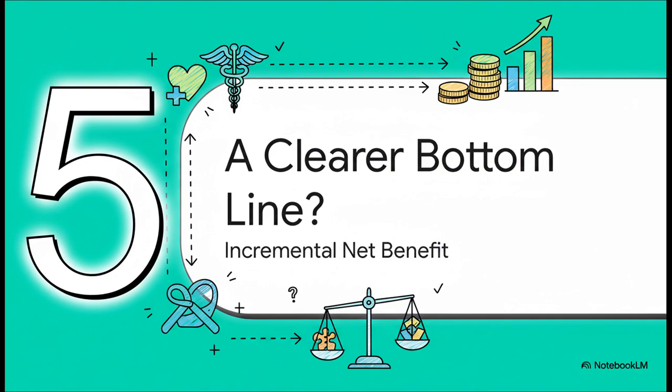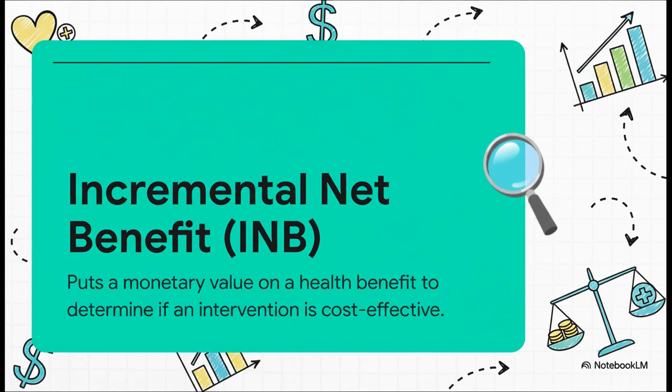So with all those tricky trade-offs in the quadrants, you might be thinking, isn't there a way to just get a straight yes or no answer? Well, to get a more definitive bottom line, researchers developed a different approach called incremental net benefit, or INB. INB takes a really bold step that standard CEA tries hard to avoid. It actually puts a monetary value on a health outcome. It does this by figuring out what society is willing to pay for, say, 1 extra year of healthy life. This helps turn that difficult judgment call of CEA into a much more straightforward calculation.